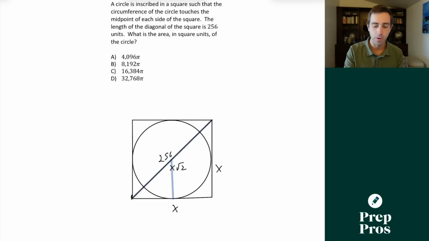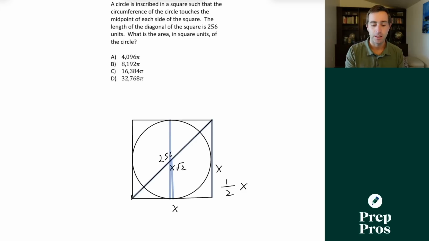Now, since we're looking for the area in square units of the circle, we need to figure out what the radius is. But what we also want to remember is that if this circle is inscribed, the circumference goes all the way across the side lengths here, which means the radius is going to be half of it. So the radius is going to be equal to 1/2 of x after we've defined it with these special 45, 45, 90 triangles. So we just need to figure out what 1/2 of x is.